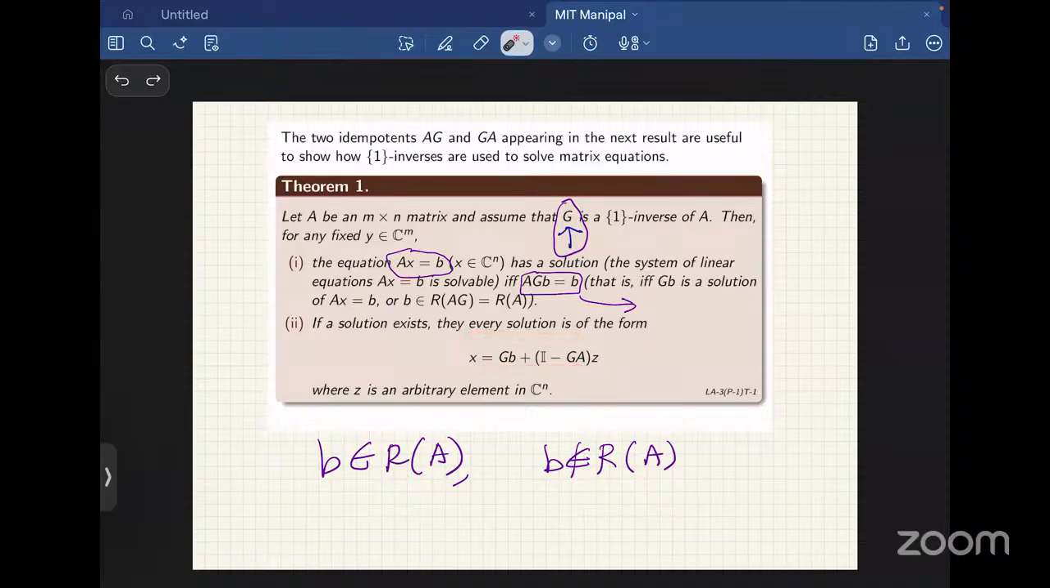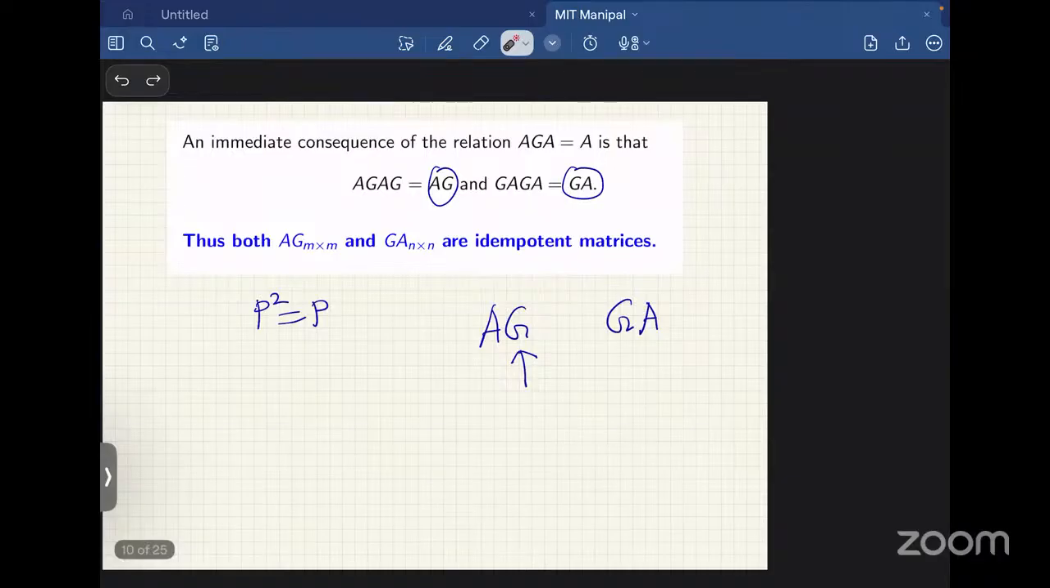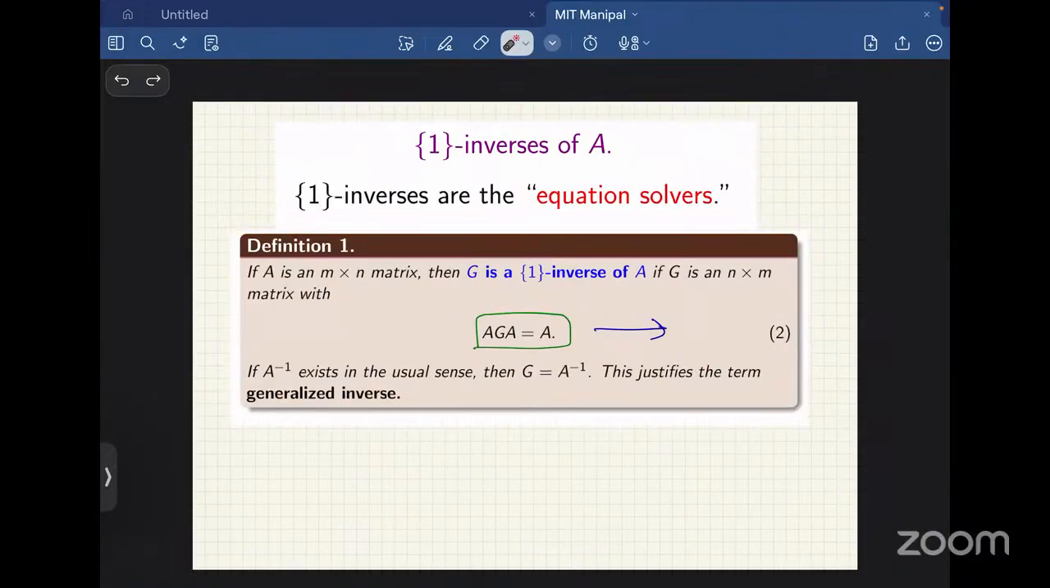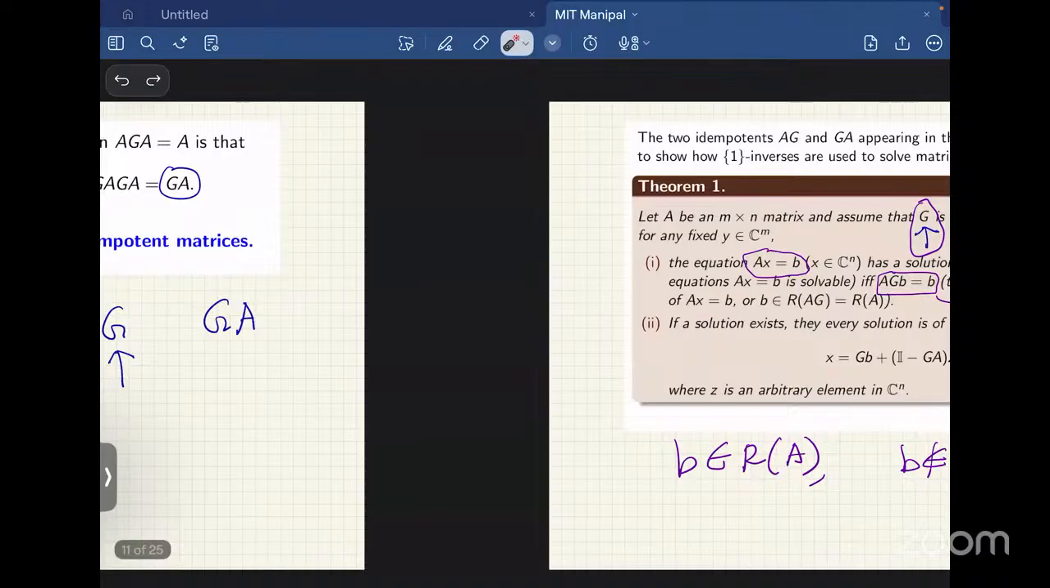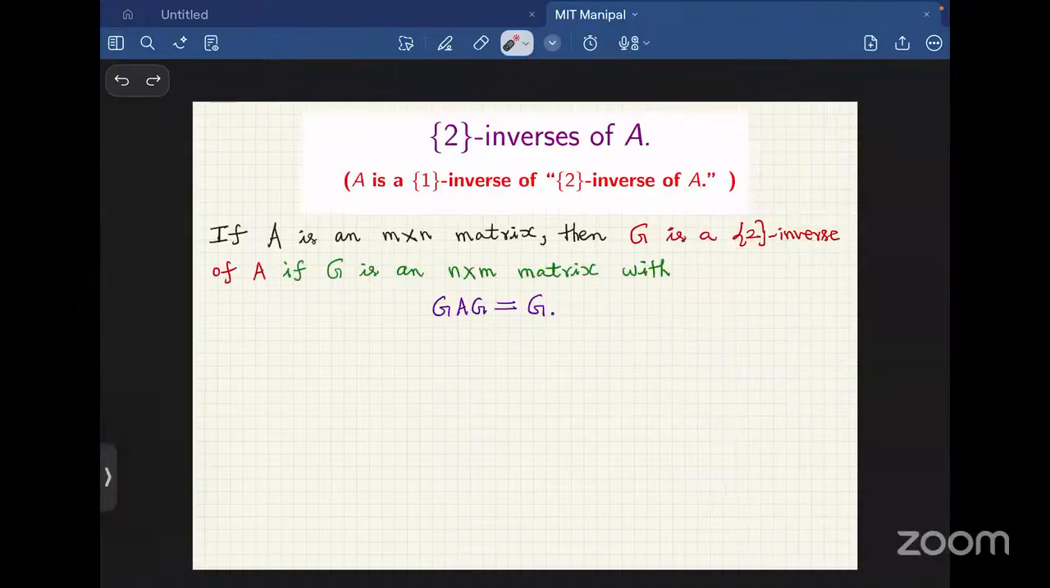Therefore, a matrix satisfying the first relation is called an equation solver, and we have many equation solvers. Among them, we want to find a solution which is good in some sense, so we will be imposing the next conditions. Therefore, a 2-inverse is just a reflection, some kind of relation with the 1-inverse.